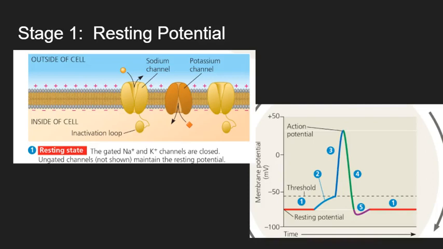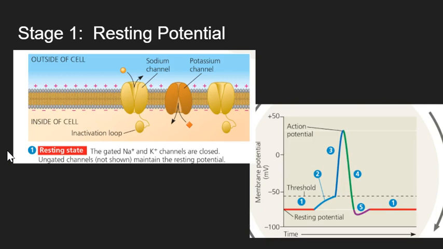So in the last video, we learned how the sodium-potassium pump created the membrane potential of the neuron. Notice here in stage 1, the outside of the cell has a positive charge. That positive charge is created by the heavy concentration of positive sodium ions outside of the cell. The inside of the cell has a high concentration of potassium ions, which are also positive.